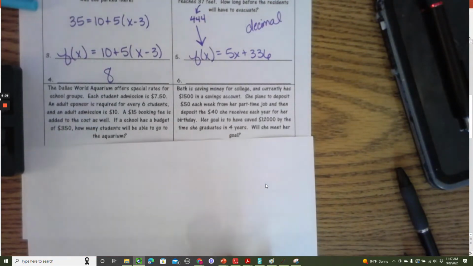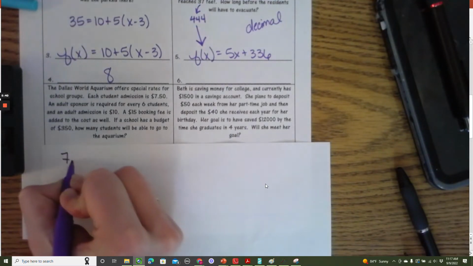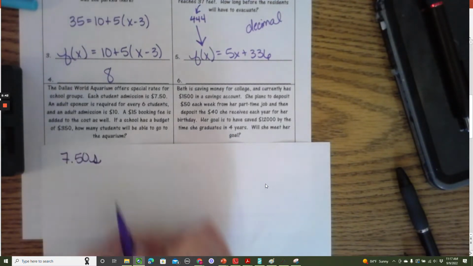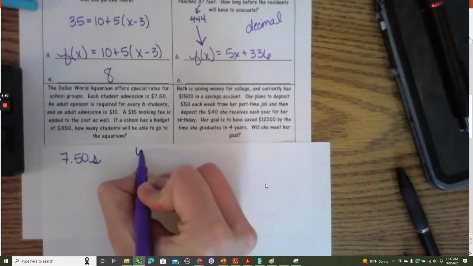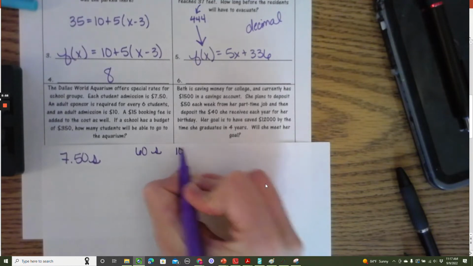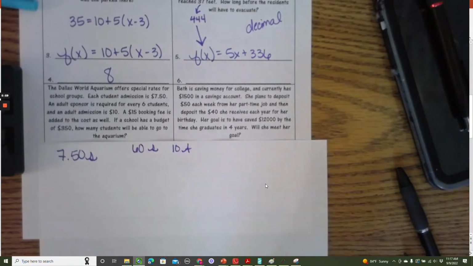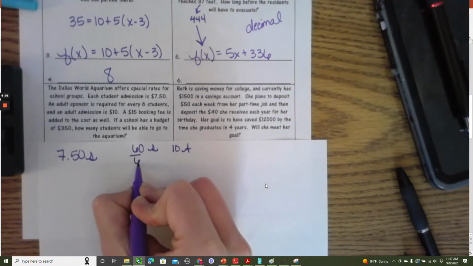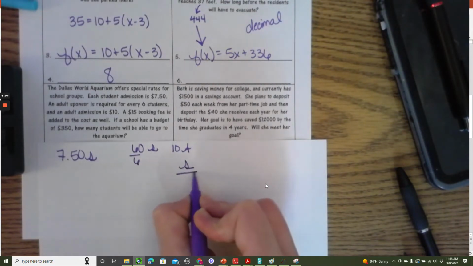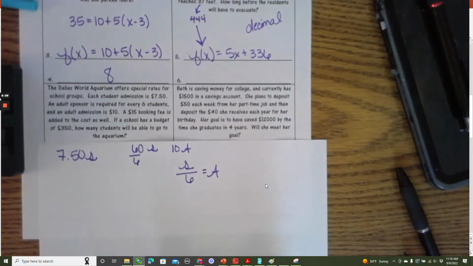All right, the Dallas World Aquarium offers special rates for school groups. Each student is $7.50, so $7.50 per student. An adult is required for every 6 students. So if I have 60 students, how many adults do I need? So I need 10 adults. How did you calculate that? You divided it by 6. So the number of students divided by 6 gives me the number of adults that I need.